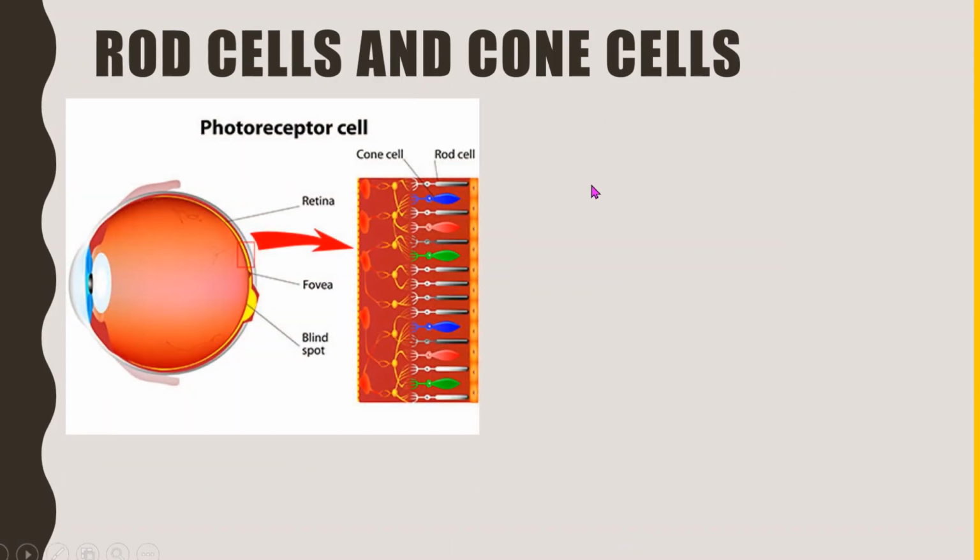You can see in this figure that these are rod shaped cells, and you can see this blue, this red, this green. These are the cone shaped cells. So your retina consists of two photosensitive cells, one is rod and one is cone. What does rod do and what does cone do?